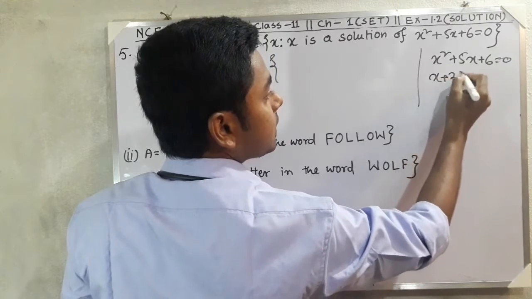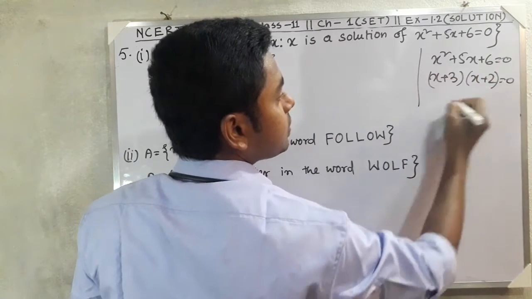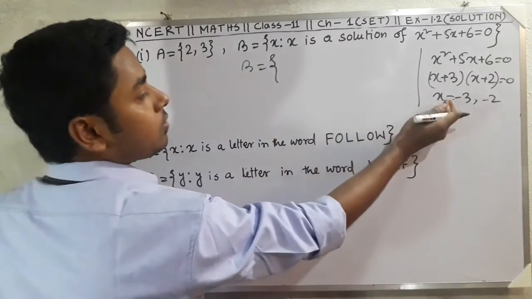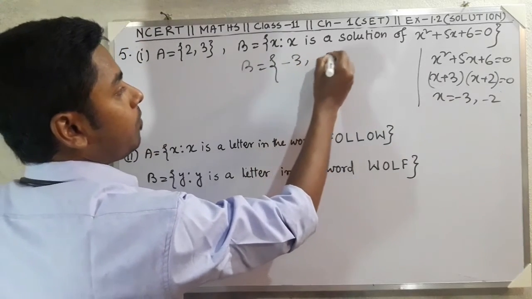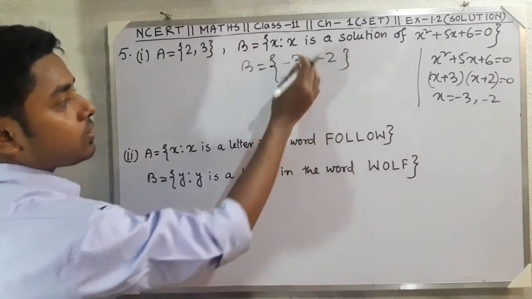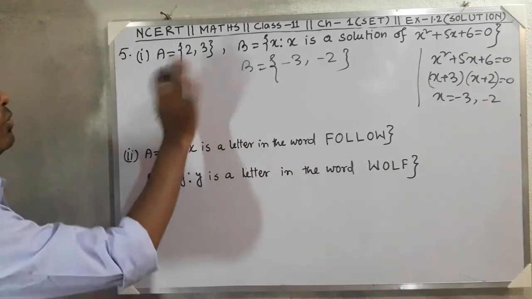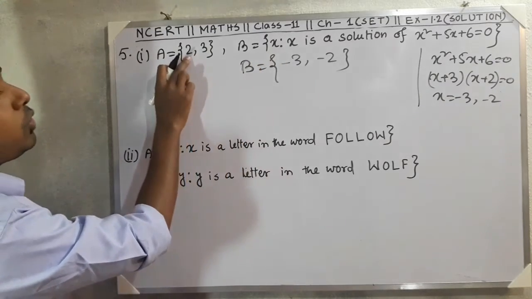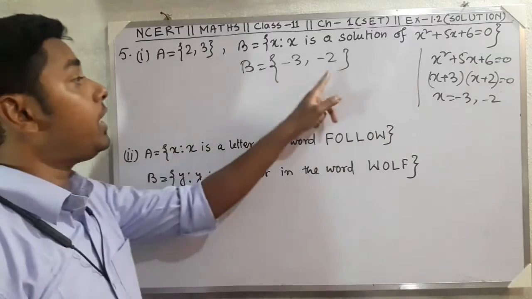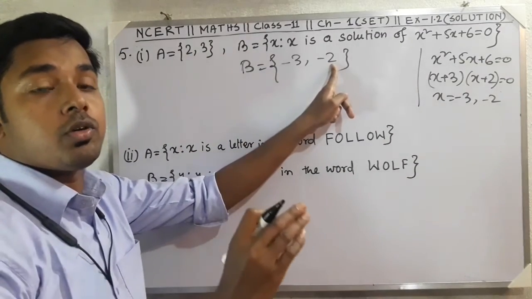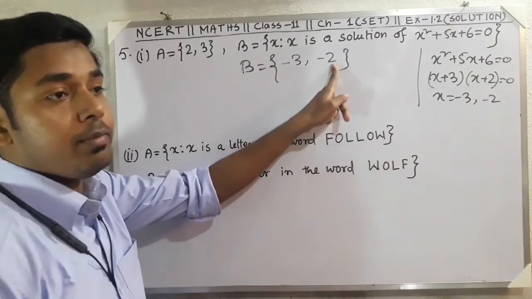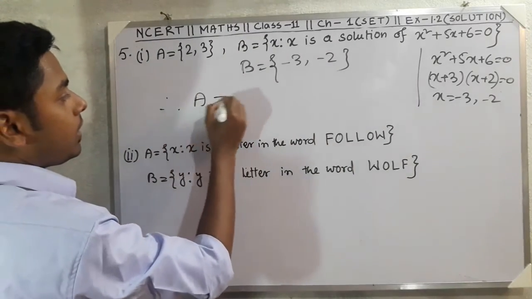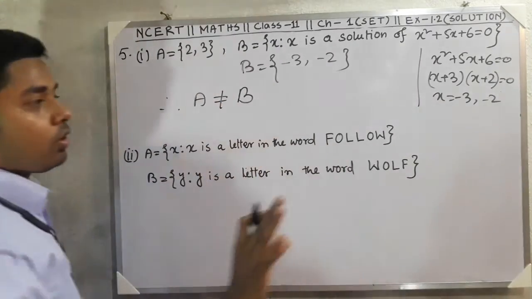Okay, so we can write it (x plus 3)(x plus 2) equals 0. That means x is equal to minus 3 and x is equal to minus 2. So we can write down the solution here only: minus 3 and minus 2. Now we have to compare the elements of both sets. Okay, here 2 and minus 2. So one element we have got different. That means we should not go on checking the other element. Whenever we have got even one element different, that means A is not equal to B. A and B are not equal sets.